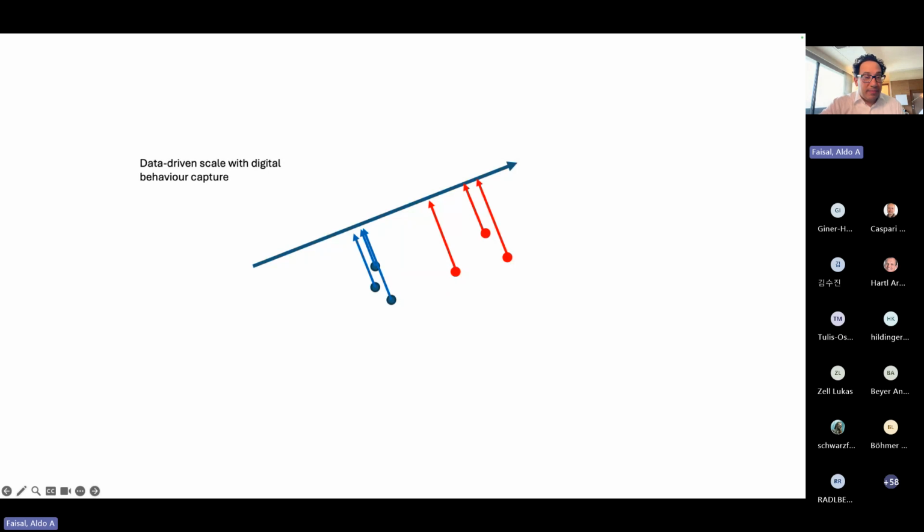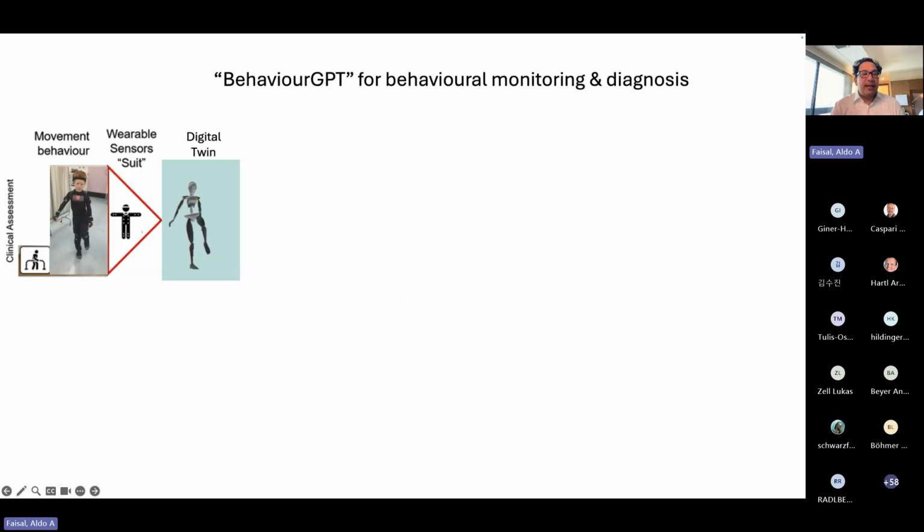And so this is a very successful approach that we have then applied. We call it, jokingly, behavior GPT, because we started doing this before ChatGPT became famous. But effectively, it's a technology that reads behavioral data like ChatGPT reads English text. And here you're seeing now a boy who suffers from Duchenne muscular dystrophy. That's a terminal disease. It's a rare disease. It's a genetic disease. There's no disease-modifying treatment for it.